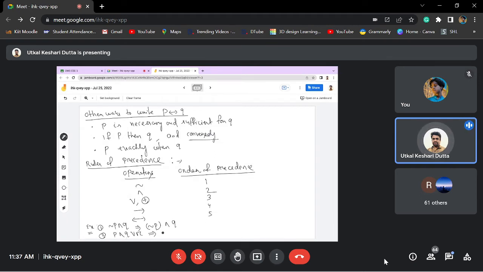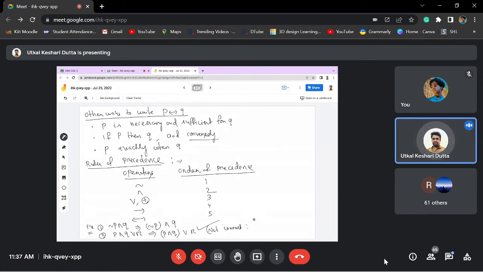First is conjunction, so P conjunction Q. Take the bracket, with disjunction with R. That is the correct form. You don't write like this. This is not correct, I'm just writing. This is your correct one. Which one is not correct?